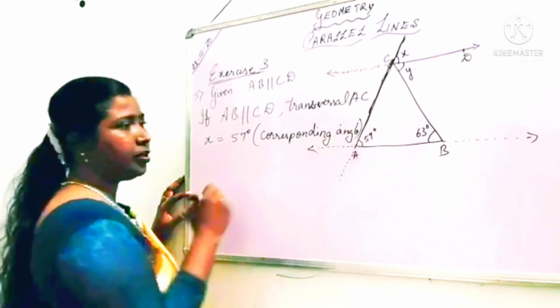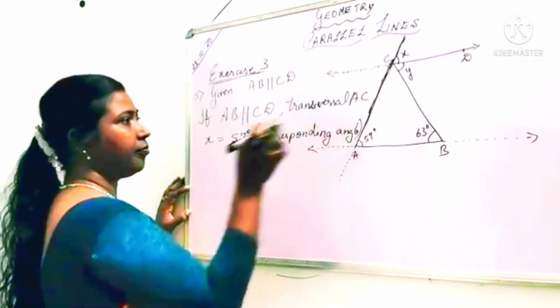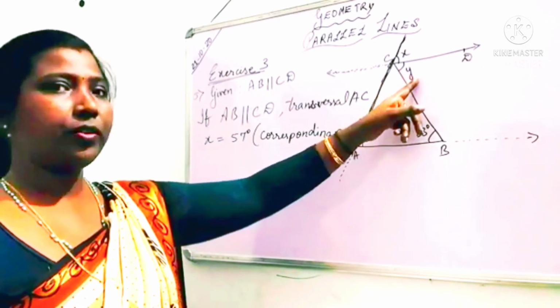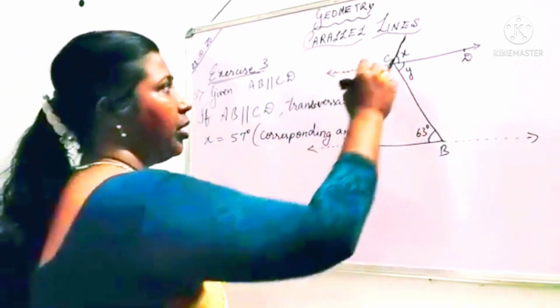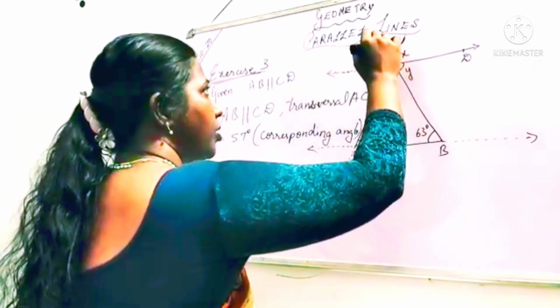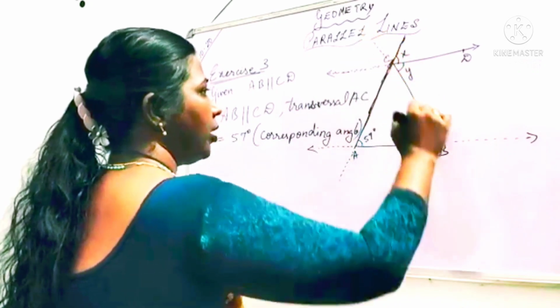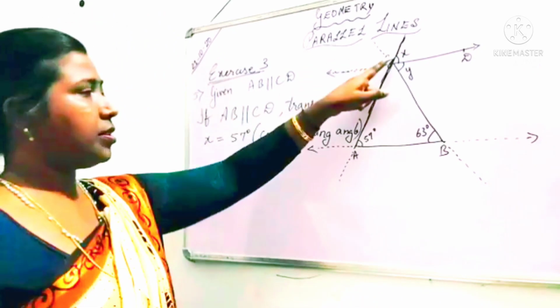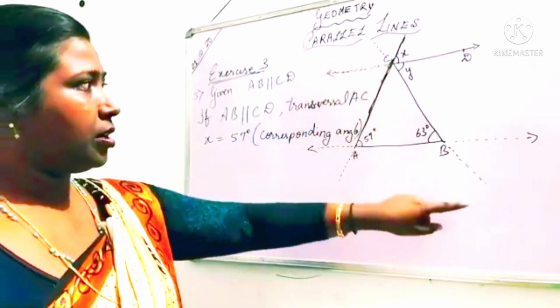Angle. Clear, students? Then, shall we see the next part? We have to find out the y degree. Here also, if I am taking this, it is not given, so I am putting it like this. Now, this is a parallel line and this is a transversal.